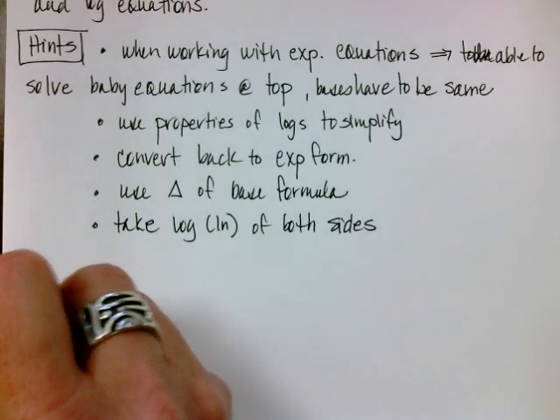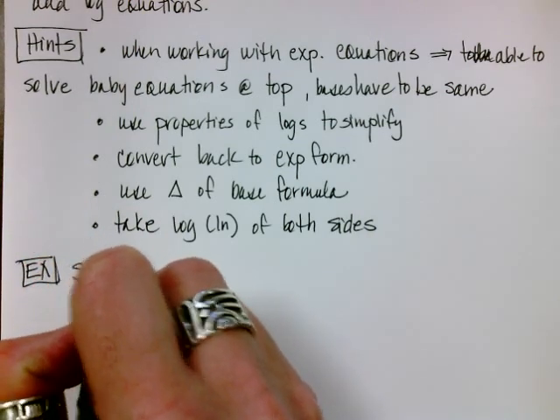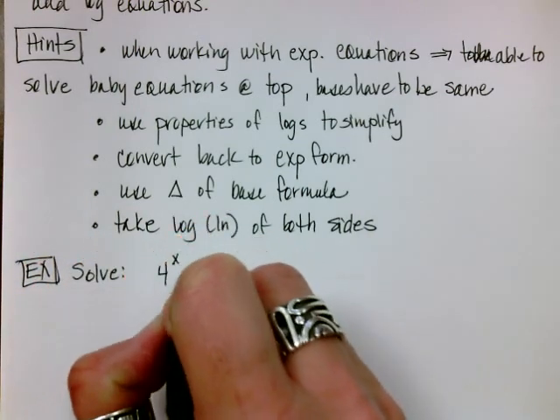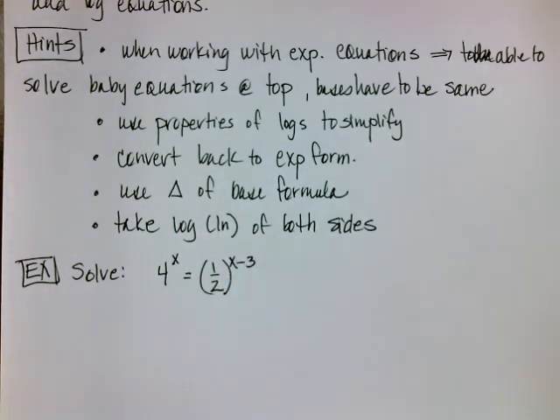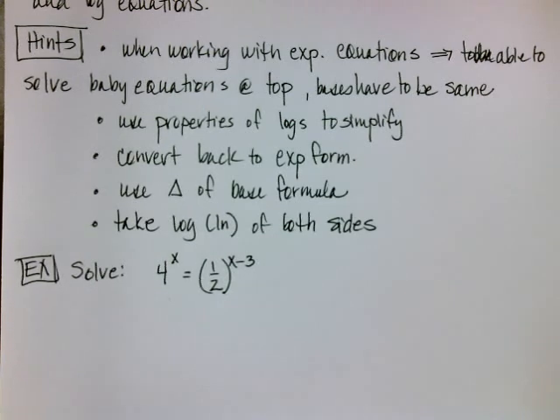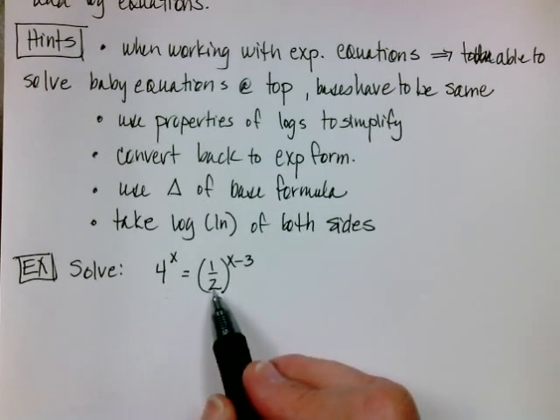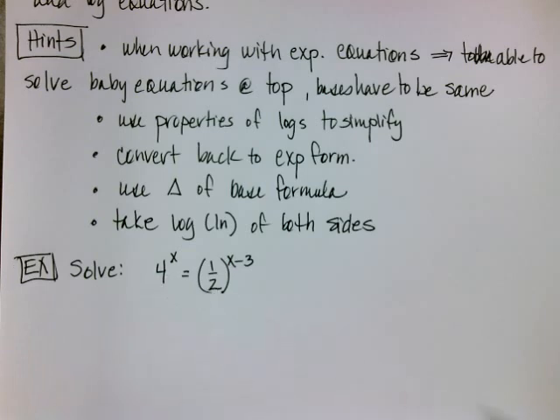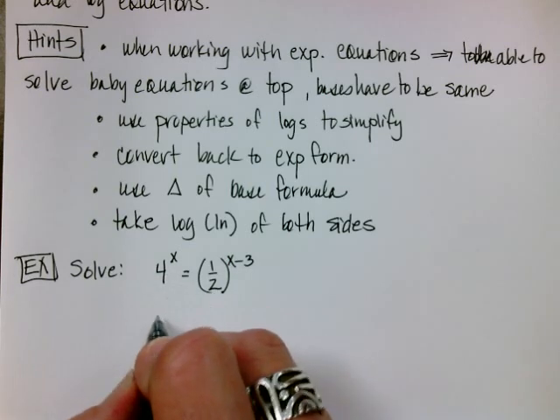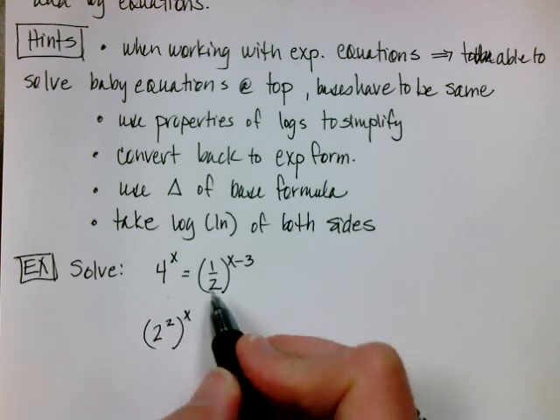All right, so for our first example, they're all going to say solve. Okay, so I'm going to have 4 to the x is equal to 1/2 to the x minus 3. So this is an exponent form. So to be able to solve, I want to make the bases be the same. The base is going to be 2 because 2 to a power gives me 4. So I'm going to rewrite the left-hand side as 2 squared raised to the x.